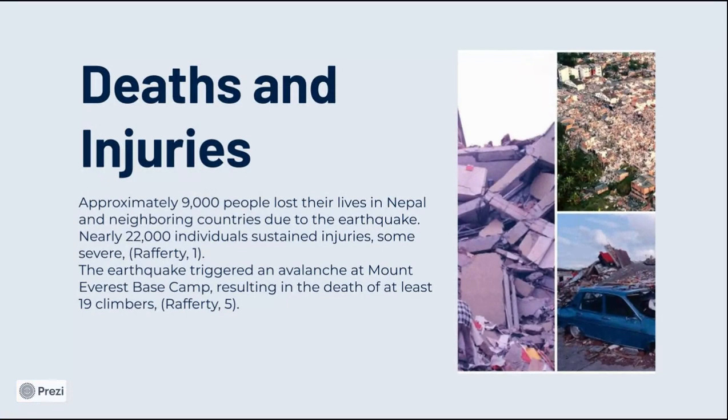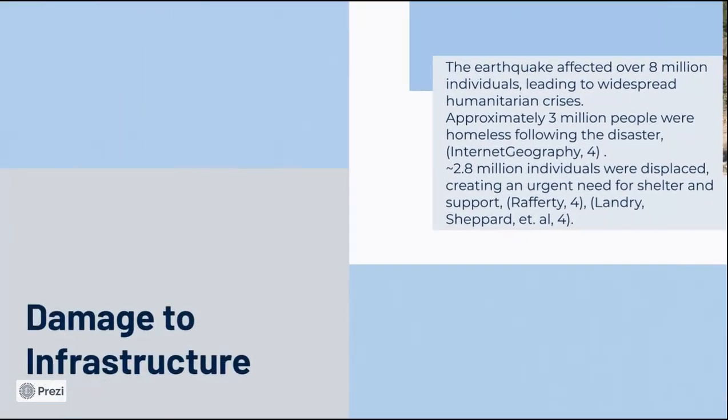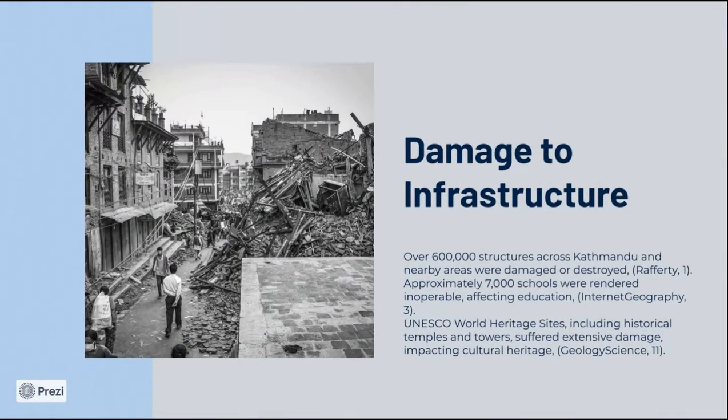Human impact. Approximately 9,000 people died in Nepal and neighboring countries, and nearly 22,000 people were injured. At least 19 people were killed in an avalanche at Mount Everest Base Camp, which was triggered by the earthquake. Over 8 million people were affected by the earthquake, 3 million people were made homeless, and approximately 2.8 million people were displaced. Over 600,000 structures in Kathmandu and nearby towns were damaged or destroyed, and 7,000 schools were destroyed.